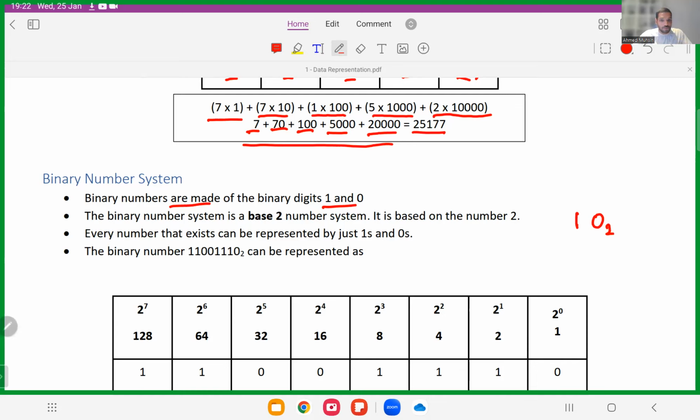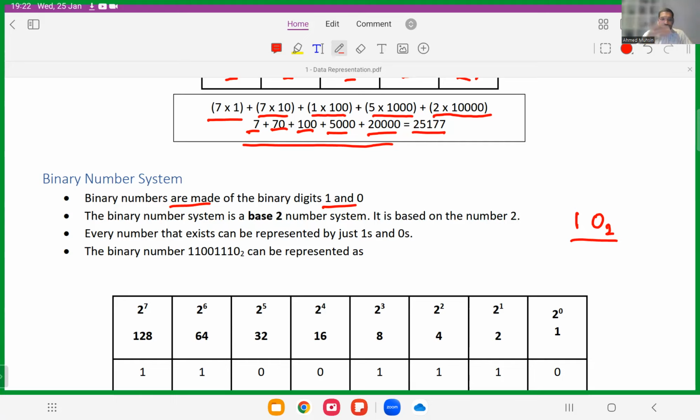The moment you put base 2, the person who is reading, the examiner, whoever is reading your answer, immediately understands that you are referring to a binary number. They will not read this as 10, they will read this as 1 0. So please make it a habit in computer science: whenever you write numbers, mention the number system you are referring to. If it's a decimal number, you put a base 10. If it's a binary number, you put a base 2. Make it clear.